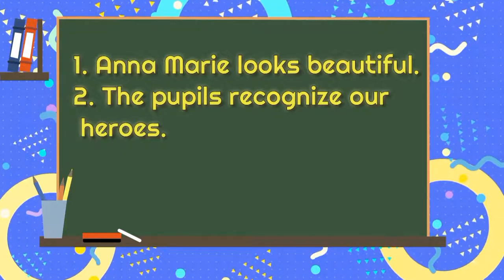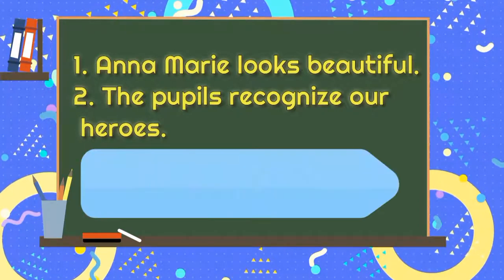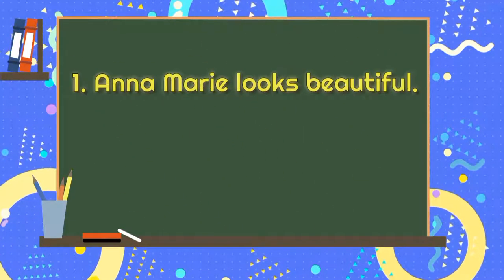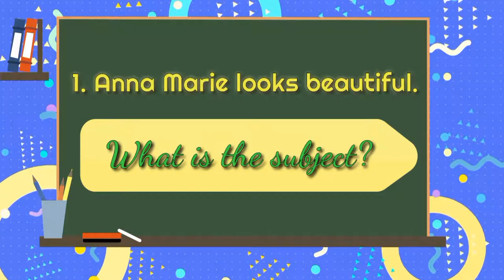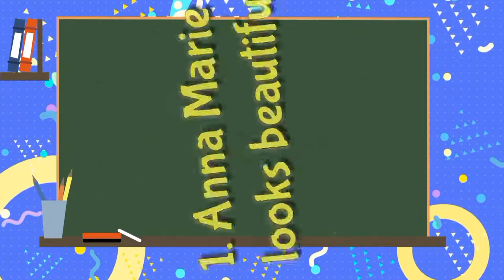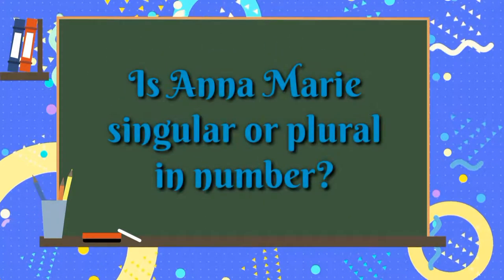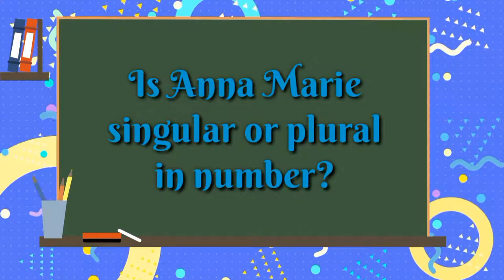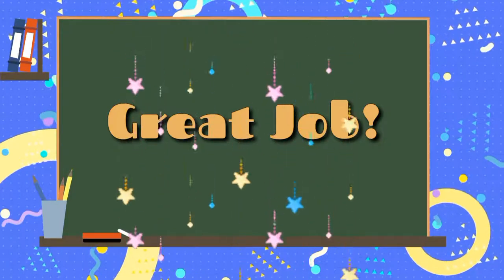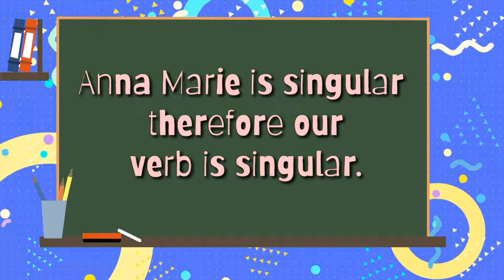In order to find out if the subject and verb agree with each other, we must identify the subject of our sentence. In the first sentence, what do you think is the subject? Wonderful! The subject in the sentence is Anna Marie. Is Anna Marie singular or plural in number? Great job! Anna Marie is singular, therefore our verb is singular.